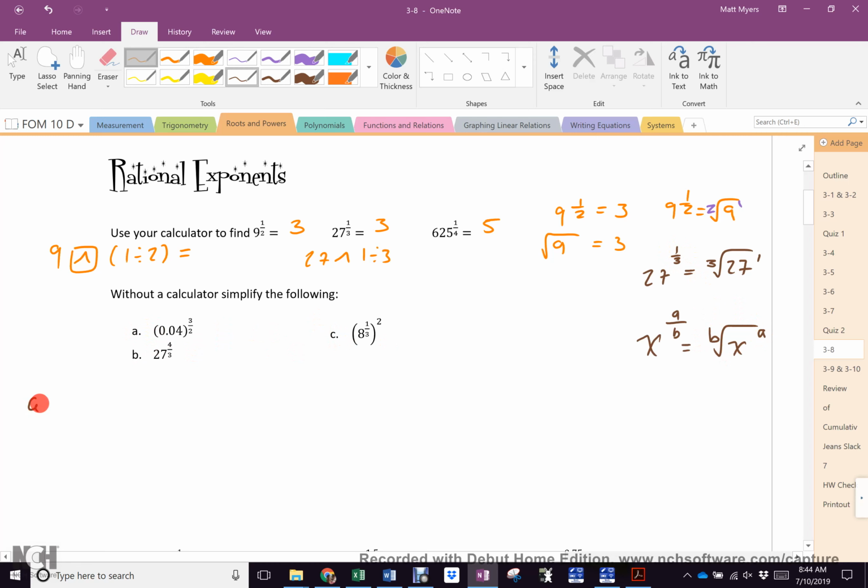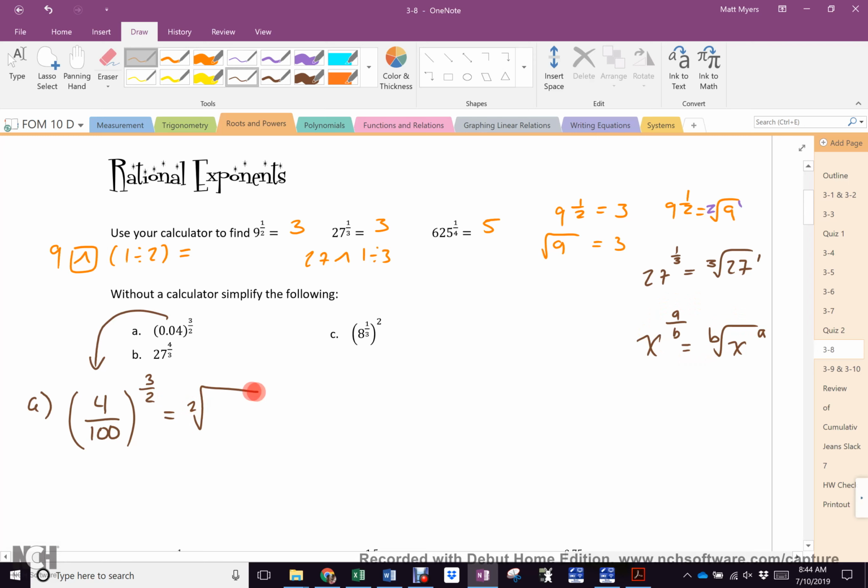All right, well, let's write A over here. 0.04 to the 3/2. Well, we know that 0.04 works better when we're doing square roots if we make it the fraction 4 over 100. Everybody understands that, yes? Okay, and that is to the 3 over 2. Where does that denominator go? To the index, the root.